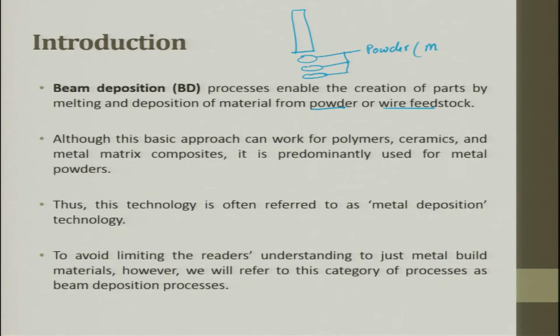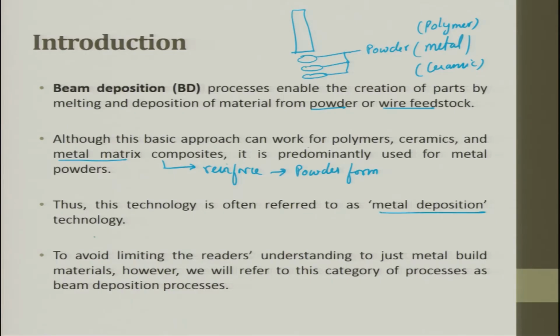This powder can be metal, ceramic, or polymer, why not? Although this basic approach can work for polymer, ceramic and metal matrix composite, it is predominantly used for metal powder. When I say metal matrix composite, the metal is the matrix and you have a reinforcement, and this reinforcement is also basically in powder form. Thus, this technology is often referred to as metal deposition technology.